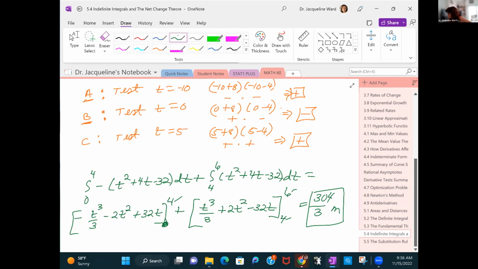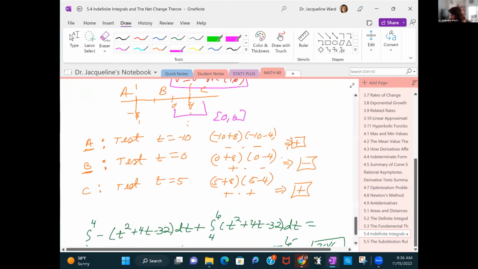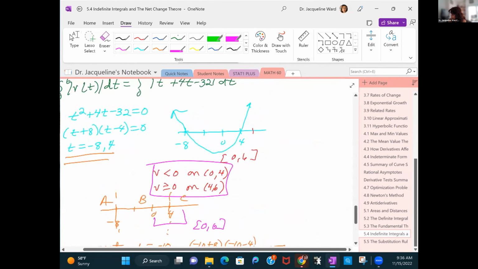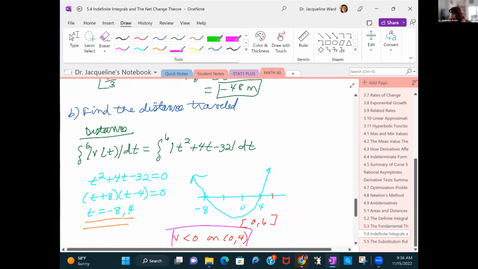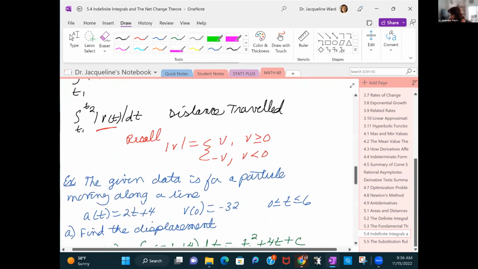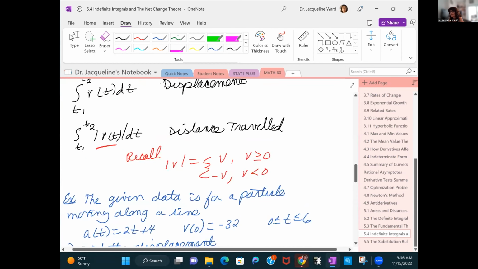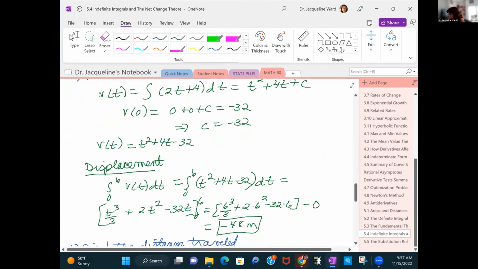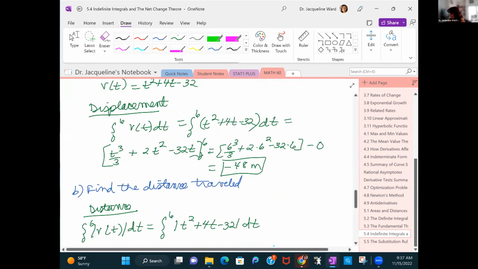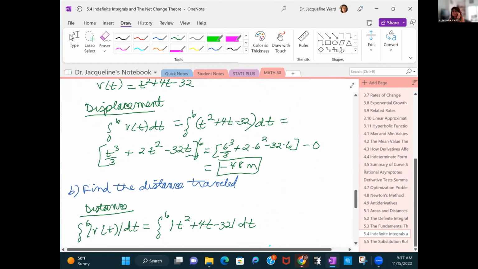Is that good though? Why were we taking the opposite again? Because we have the absolute value. The absolute value, like I wrote here in red, is positive V when V is greater than or equal to zero, and it's the opposite of V when V is negative. Yeah, I got that part. But why do we want to? Because we want to know the distance traveled, the actual distance. The actual distance traveled, exactly. So that's this part B, finding the distance traveled.